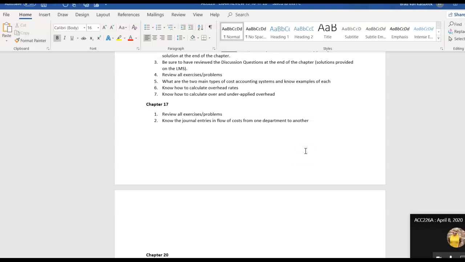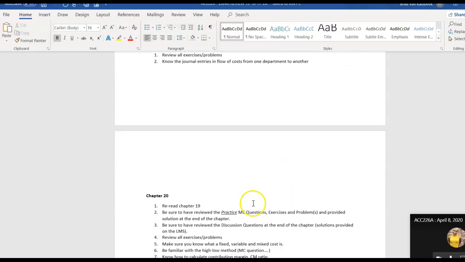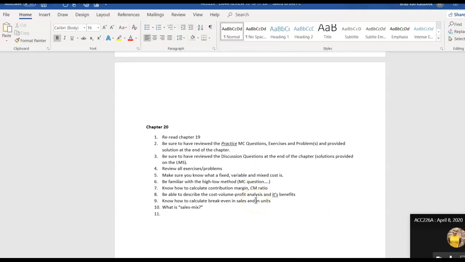Then we are into our last chapter of this unit, chapter 20, which starts on page 994. Let's walk through these too. So once again, reread chapter 20, not 19. And we'll come back to number 4.